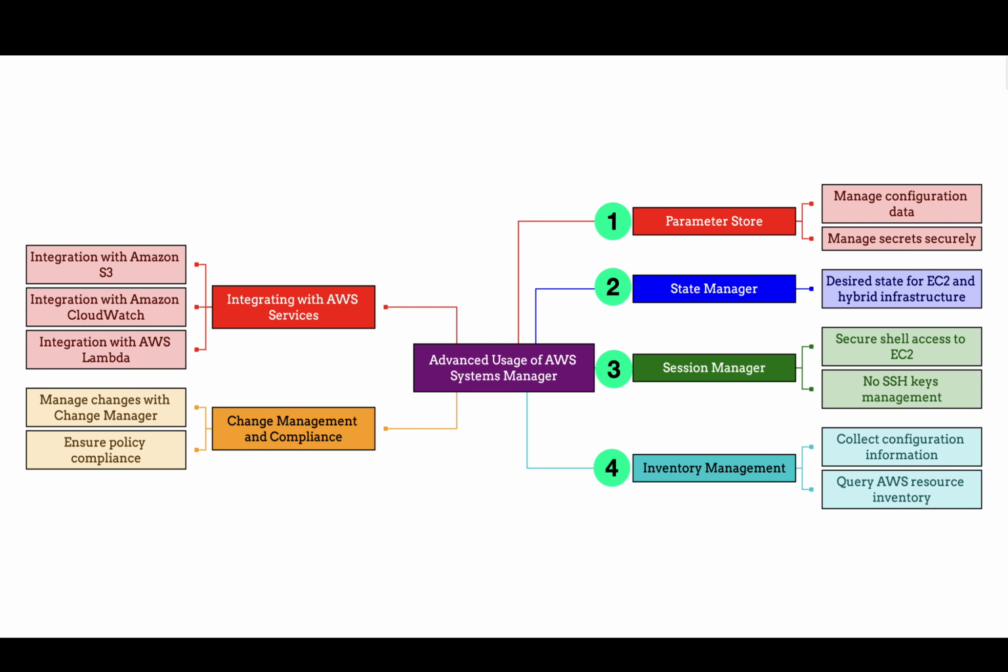4. Inventory Management: collect and query configuration and inventory information from your AWS resources. 5. Change Management and Compliance: use Systems Manager Change Manager to manage changes and ensure compliance with your policies. 6. Integrating with AWS services: discuss how Systems Manager integrates with other AWS services like Amazon S3, Amazon CloudWatch, and AWS Lambda for a more comprehensive management approach.